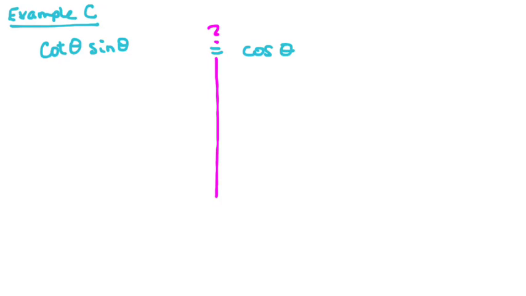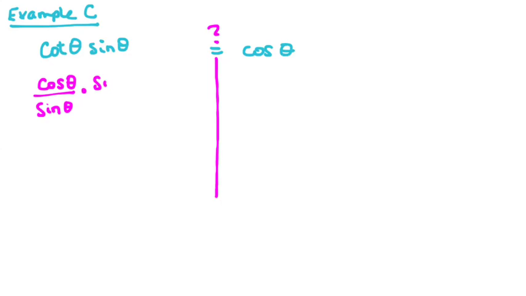So for this example, I think I'm going to start over here on the left side. You can work on either side of the wall that you want, but on the right side I only have cosine theta. There's really not a lot I can do with that. So I'm going to start on the left side, cotangent theta times sine theta, and I think I'm going to use the strategy of changing things to be in terms of sine theta or cosine theta. This cotangent theta, I can rewrite as cosine theta over sine theta using that quotient identity.